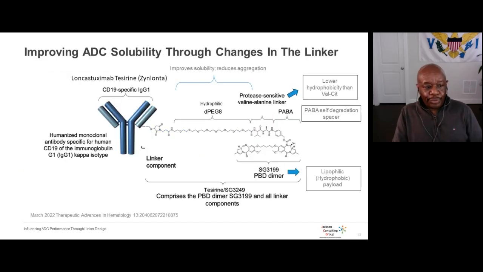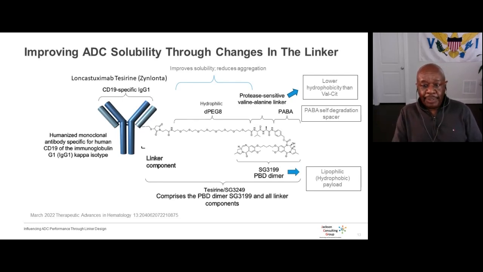And the last slide I'm going to show with regards to talking about these different types of linkers is this one, where this is a CD19 ADC, it's an IgG1. And you see in this case, you have DPEG8 as part of the linker component. Why? Because it improves solubility, reduces aggregation. The second part is that there's a val-ala linker instead of a val-cit linker. As you can see, the val-ala linker has lower hydrophobicity than the val-cit linker, so that helps with regards to improving the solubility of your linker payload.